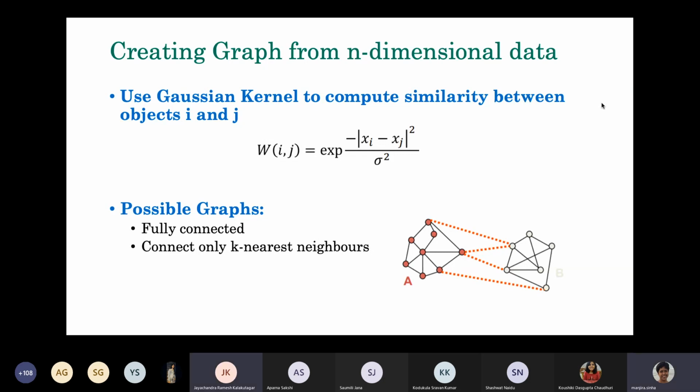Yes, the inverted bell, right? So the Gaussian distribution also looks very similar to that. So how do I compute the similarity between the two objects i and j? The weight between two objects, or two nodes i and j, is the exponential of the distance between xi and xj divided by sigma square.